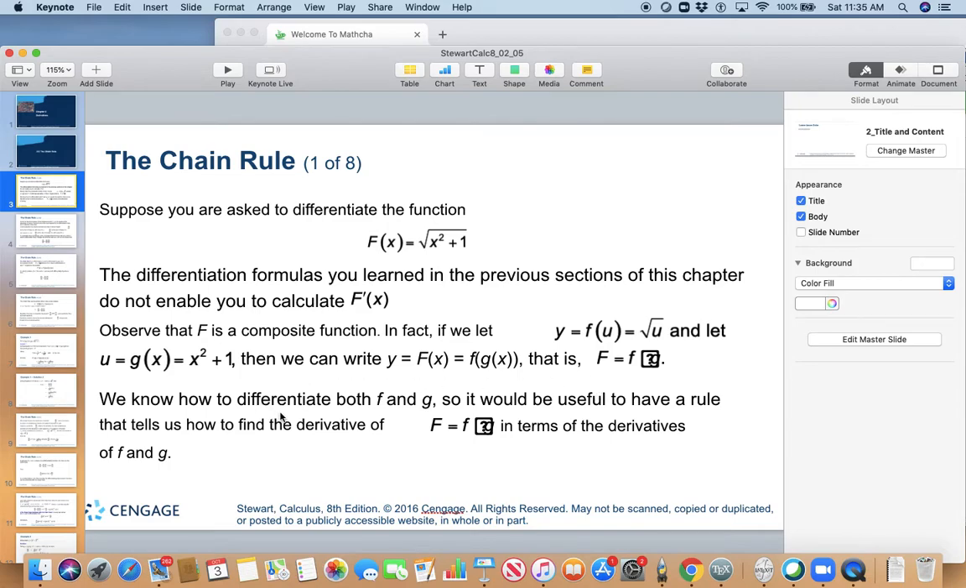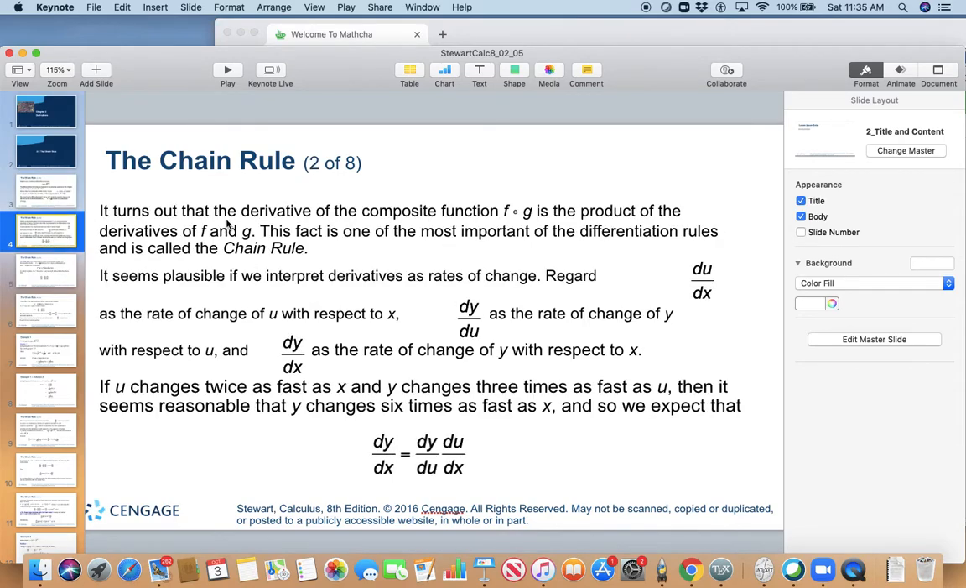Alright, we know how to differentiate both f and g, so it would be useful to have a rule that tells us how to find the derivative of capital F, which is the composition. So let's see. It turns out that the derivative of the composite function f of g is the product of the derivatives of f and g. So, product. This fact is one of the most important of the differentiation rules and is called the chain rule.